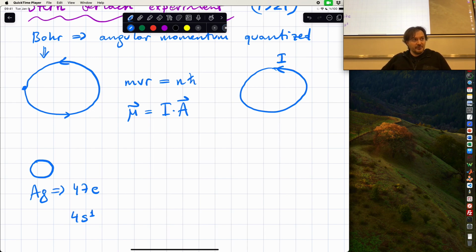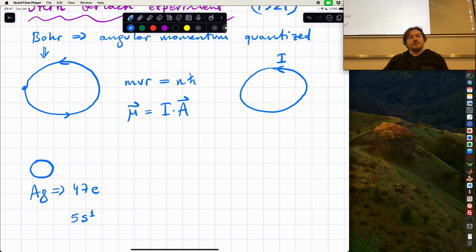5s1? Are you perfectly sure? Double check, copper is 4s1, I think. The silver is the next row. Okay, just check it. 5s1. Okay.